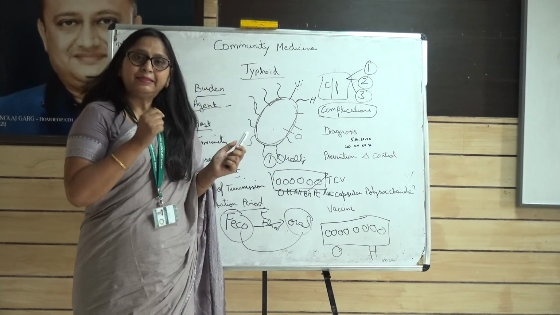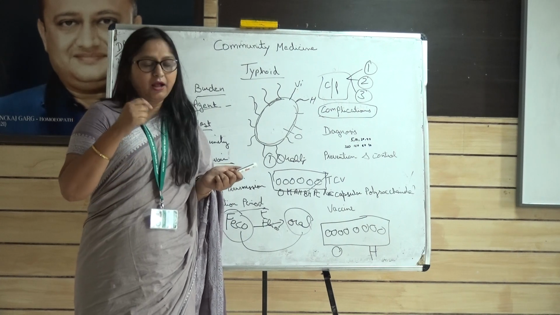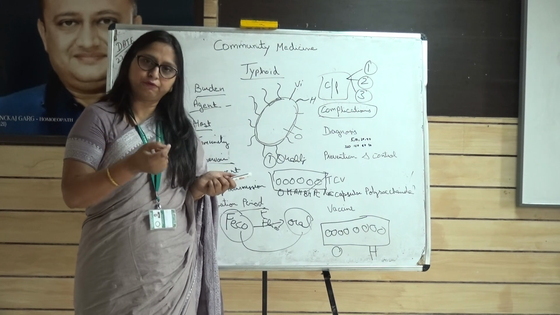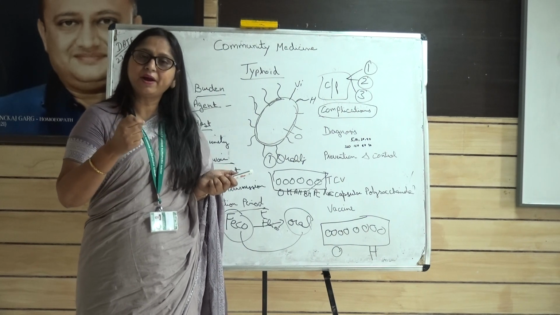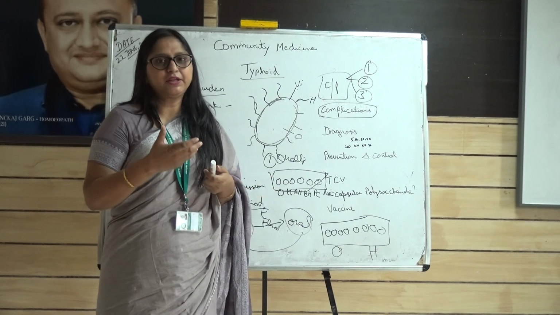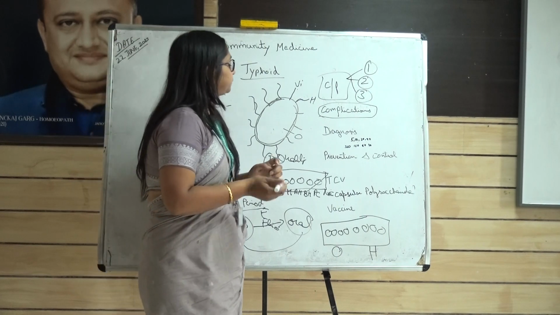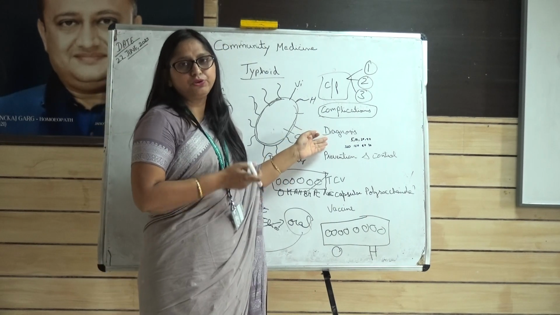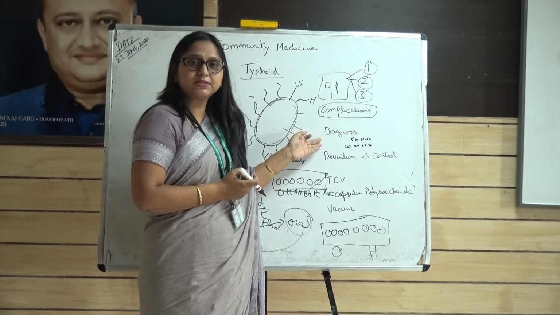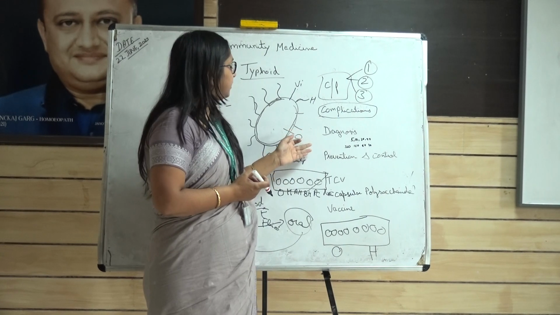For O, the titer of 1:100 or more than 1:100 is positive for O, and 1:200 is positive for H. So likewise we can do the Vidal test and we can find out the titer also. In diagnosis, as I told you, you can also do TLC, DLC, ESR, but these are non-specific tests. In typhoid there is leukopenia.